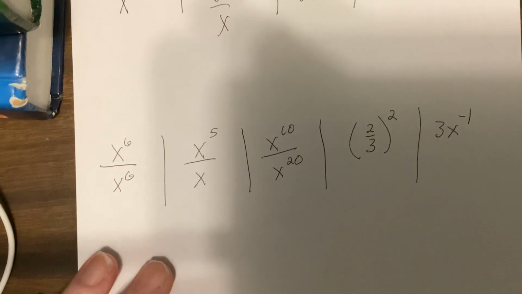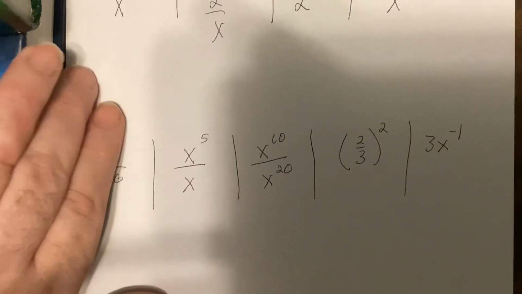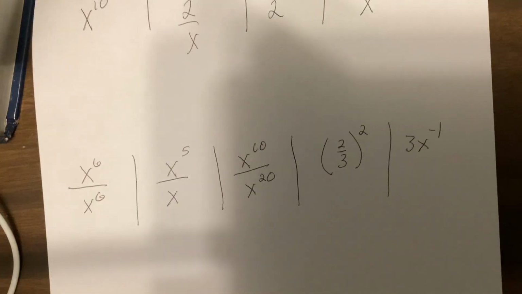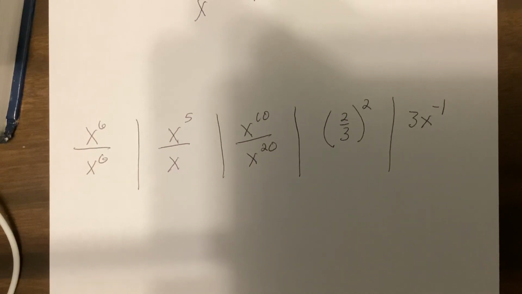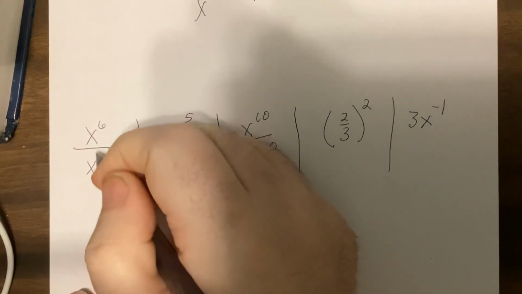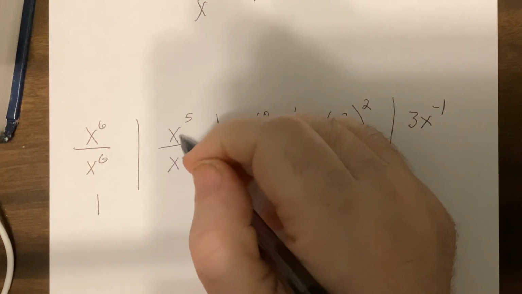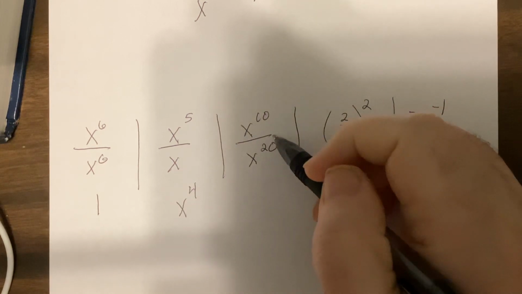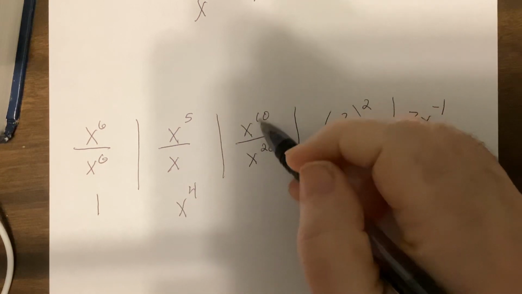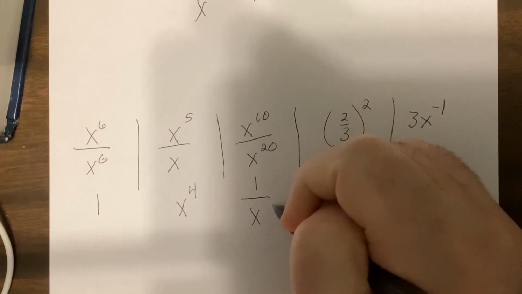Next row, my students. Do those. Oops. There we go. Do that row for me, please. Okay, anything divided by itself is 1. Divide two things with the same base, you subtract the powers. The same thing. Divide two things with the same base, you subtract the powers.